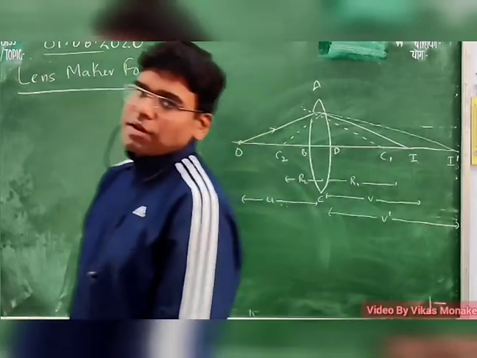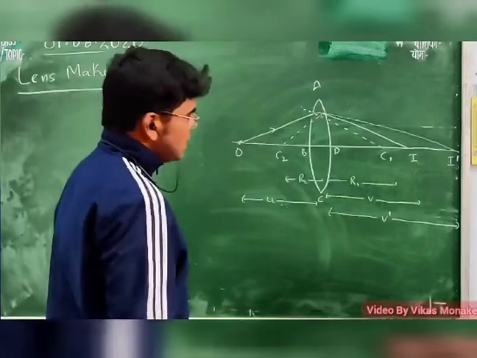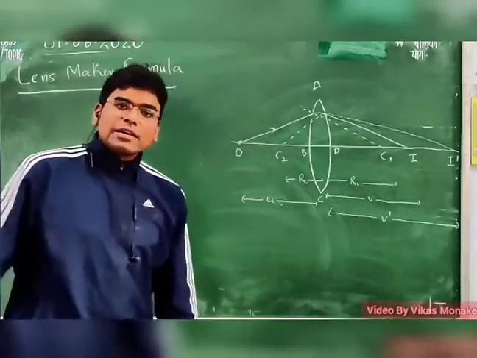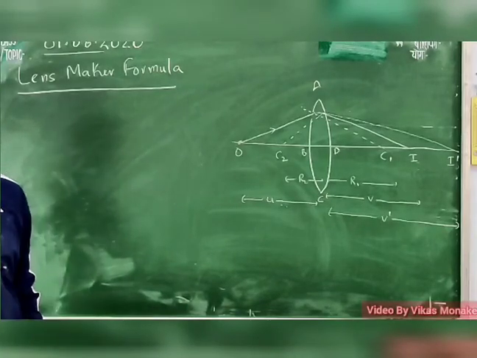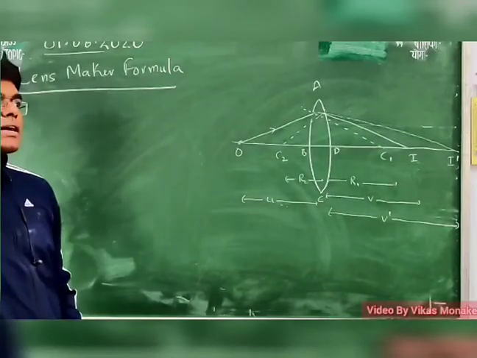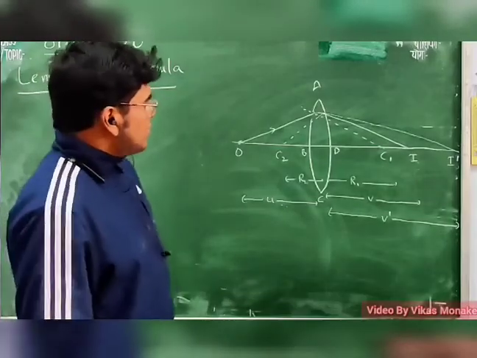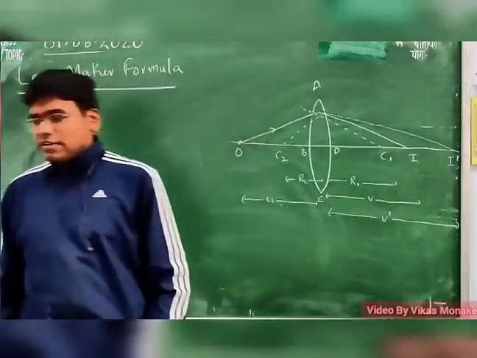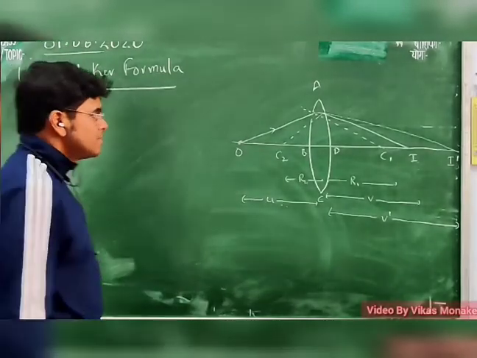Students, now we are going to set up the Lens Maker's formula. The Lens Maker's formula gives a relationship between the focal length, the refractive index of the outer medium in which the lens is placed, the refractive index of the medium of the lens, and the radius of curvature of both sides of a lens. For this we will use the previous formula that we have derived, mu 2 upon v minus mu 1 upon u equal to mu 2 minus mu 1 upon r.